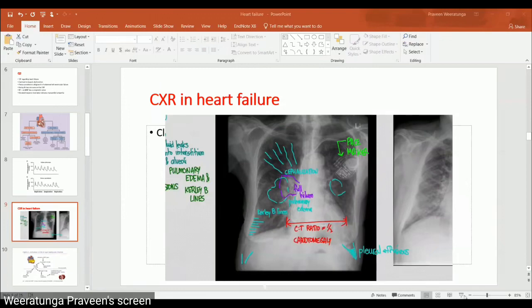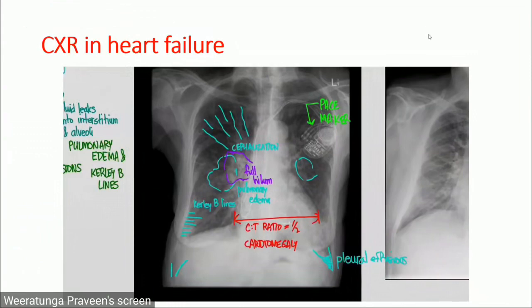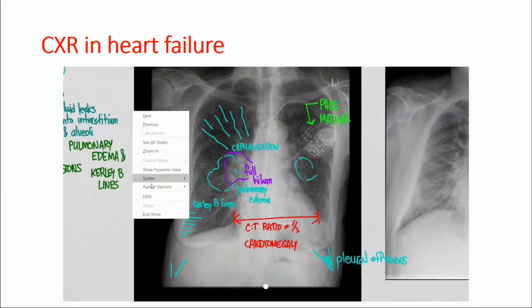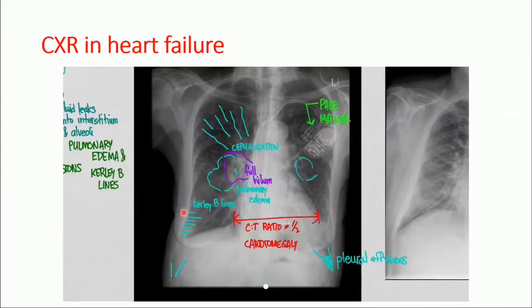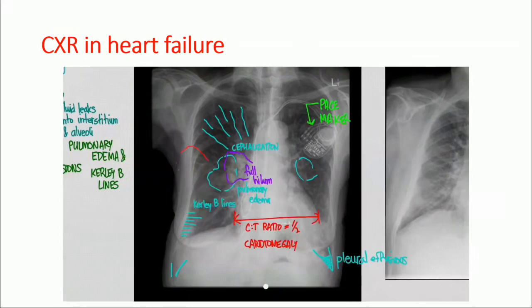Right. Hi. So I was talking about the chest X-ray changes in heart failure, and I was talking about upper lobe diversion, right? Cardiomegaly, then prominence of vascular markings around the hilum, right? And also you see these horizontal lines, which we call Kerley B lines, right? So these horizontal lines here are Kerley B lines. So you can see this here. I will outline it for you. So this is a nice example of a Kerley B line, right?